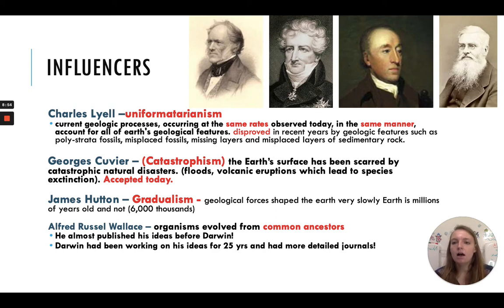All right, our next influential scientist was Alfred Russel Wallace. And Alfred Russel Wallace was a younger guy who lived at the same time as Darwin, when Darwin was older. And he came up with this idea that, hey, organisms can change over time, and they come from a common ancestor. They share ancestors from the past. And so he came up with this idea.